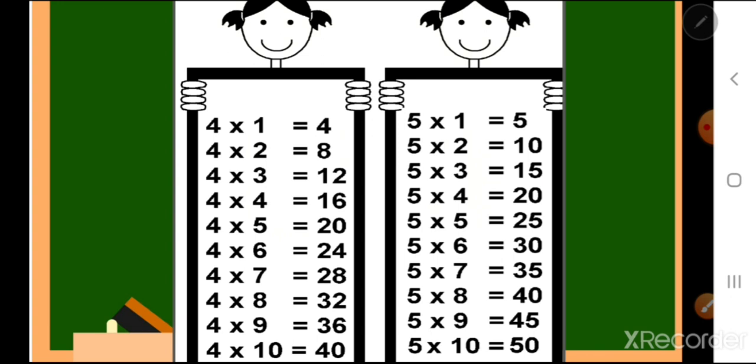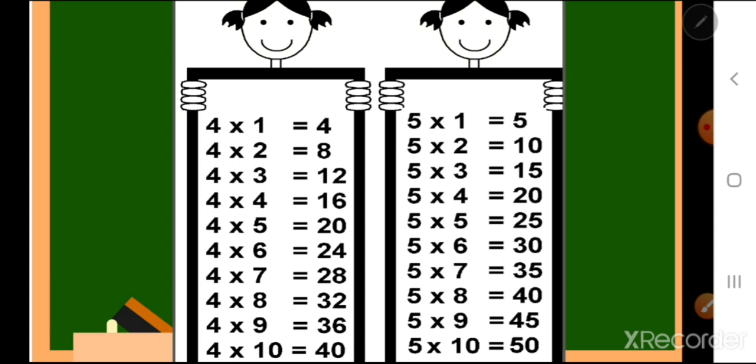Now we are going to do table number 4 and 5. So repeat after me. 4 ones are 4. 4 twos are 8. 4 threes are 12. 4 fours are 16. 4 fives are 20. 4 sixes are 24. 4 sevens are 28. 4 eights are 32. 4 nines are 36. And 4 tens are 40.